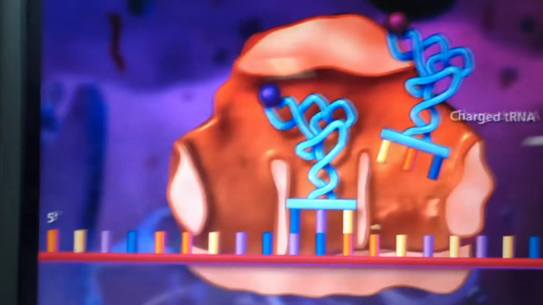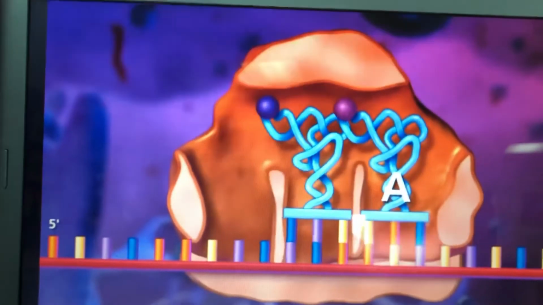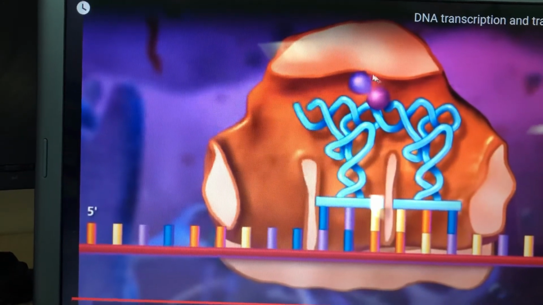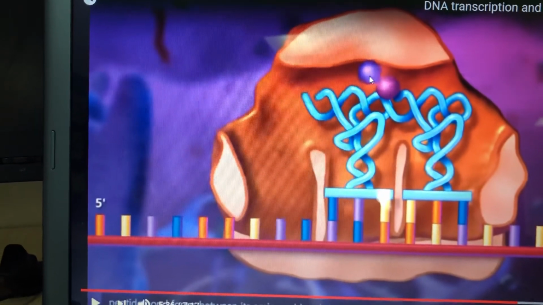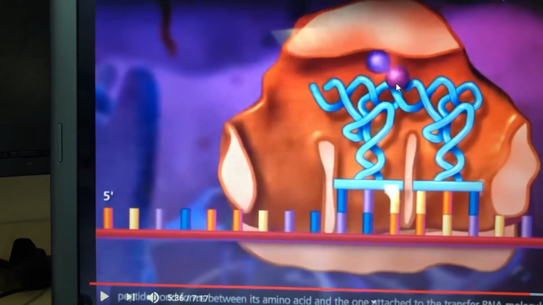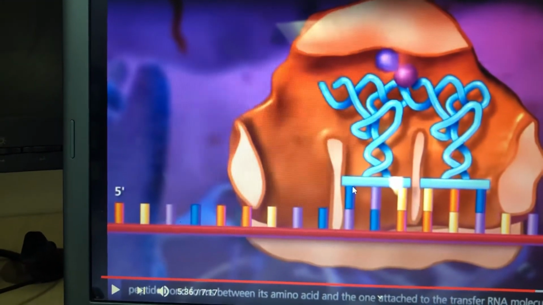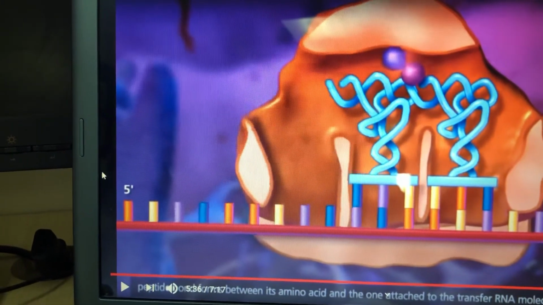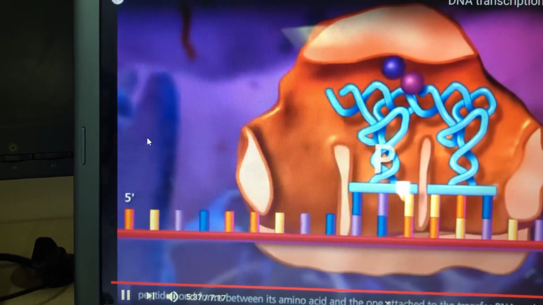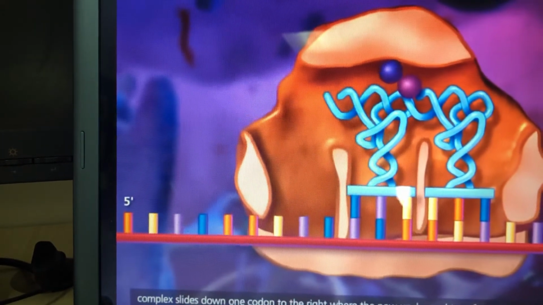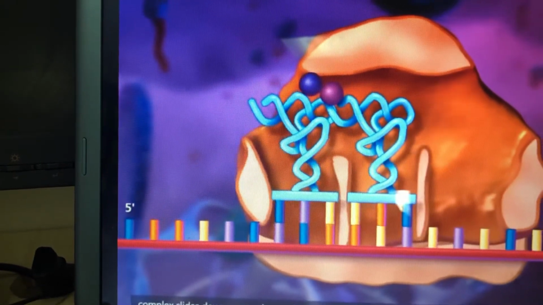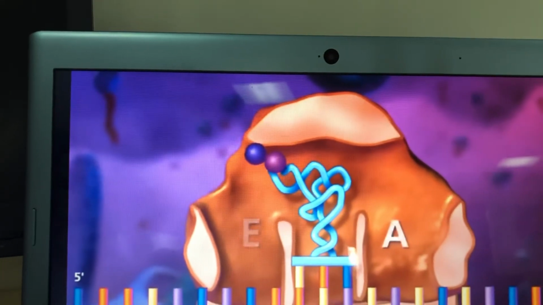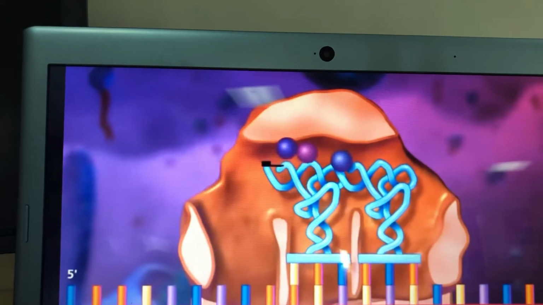A charged transfer RNA molecule binds to the A site, and a peptide bond forms between its amino acid and the one attached to the transfer RNA molecule at the P site. So here comes the function of the ribosome. The ribosome will bind the first amino acid to the second amino acid, and this tRNA will be uncharged, doesn't have any amino acid anymore, so it will leave the strand. The complex slides down one codon to the right, where the now uncharged transfer RNA molecule exits from the E site, and the A site is open to accept the next transfer RNA molecule.